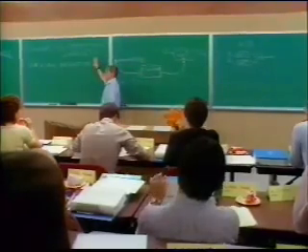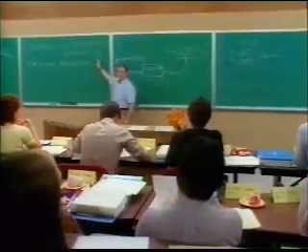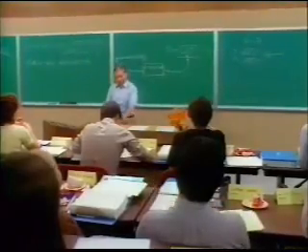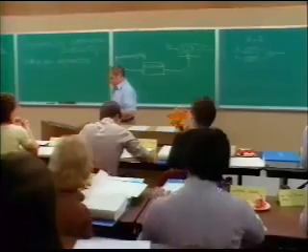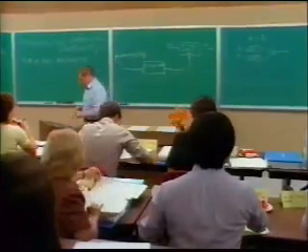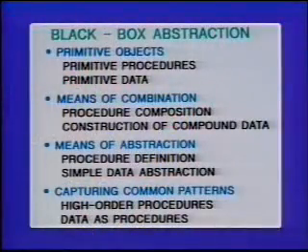Okay, well, our first topic in this course, there'll be three major topics, will be black box abstraction. Let's look at that in a little bit more detail. What we're going to do is start out talking about how Lisp is built up out of primitive objects. Right? What does the language supply with us? And we'll see that there are primitive procedures and primitive data.